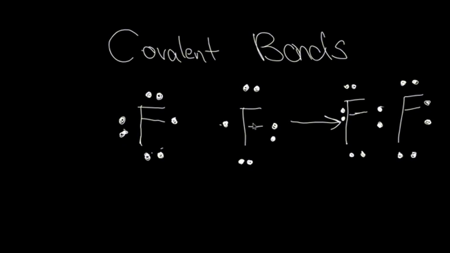Notice how they both have 7. How can they come together so that they both have 8? Because remember what I said, 8 is the magic number. They'll come together and they'll share each electron so that both of them are sharing 2. So that when you count them up, 1, 2, 3, 4, 5, 6, 7, 8, they'll each have 8 valence electrons and they'll both be stable. This is the compound F2.